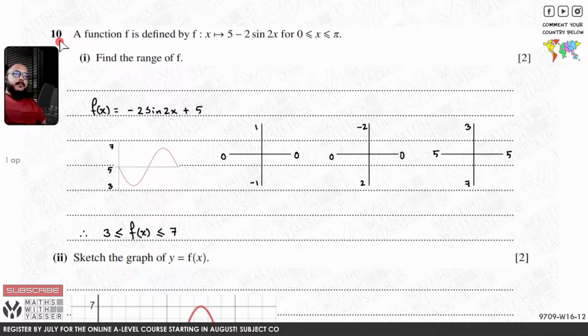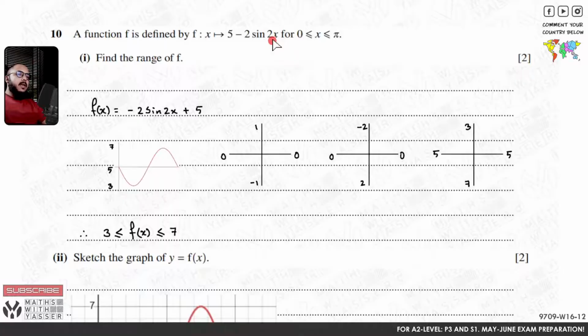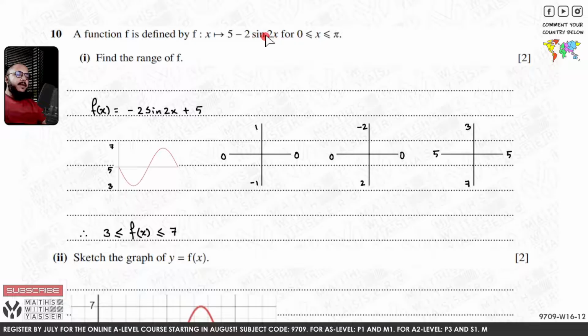Question number 10. A function f is defined by f(x) is 5 minus 2 sine 2x for x lies between 0 and pi. We need to find the range of f. So before proceeding, I need to tell you that this 2x affects the period of the graph. But since the period lies on the x-axis, of course, it affects the x-axis. That means it should not be affecting the range.